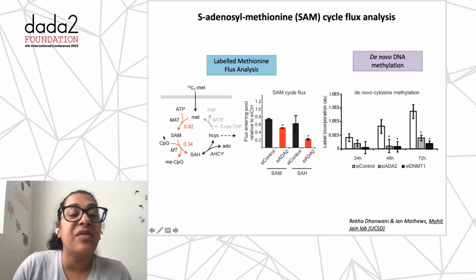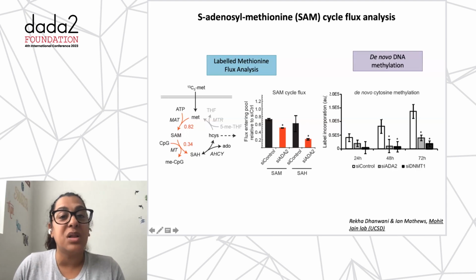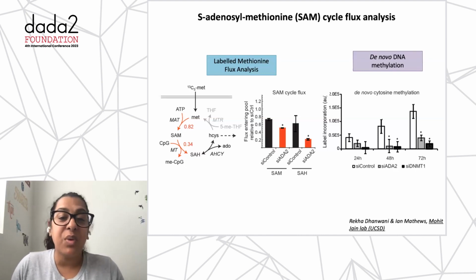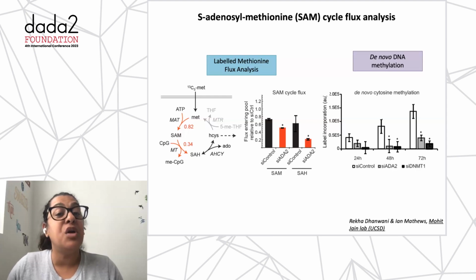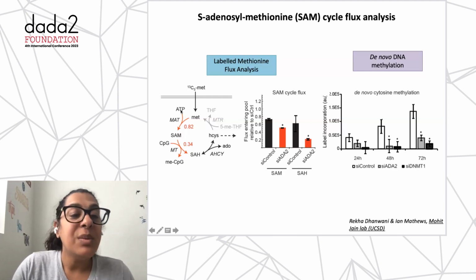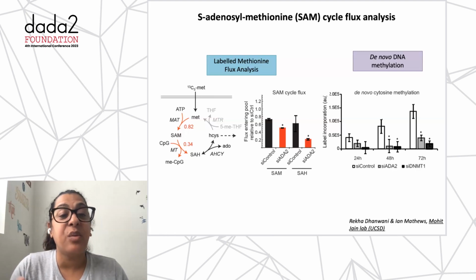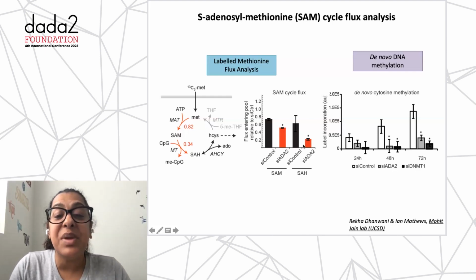And the methionine cycle functions in cells as a metabolic pathway that's very important to produce a molecule called SAM, or S-adenosylmethionine. And SAM is really important because it's required for methylation in the cells, including methylation of genomic DNA. We performed what's called a metabolic flux analysis to analyze the status, the rate of the SAM methionine pathway in ADA2 knockdown cells. And looking at the quantification here, you can see that loss of ADA2 caused an inhibition of the methionine pathway in these cells.